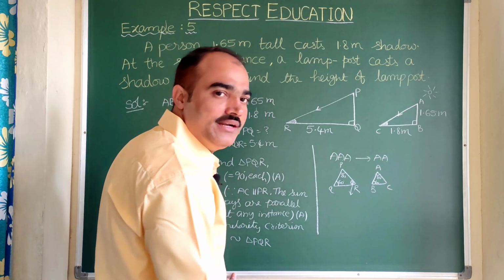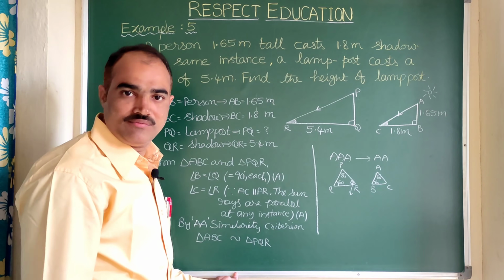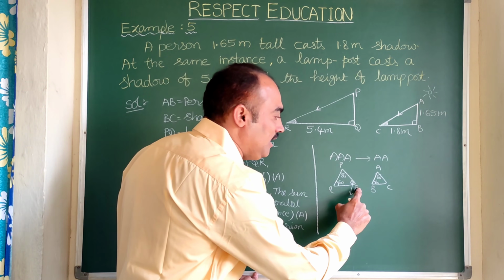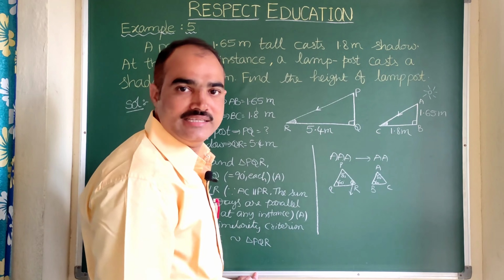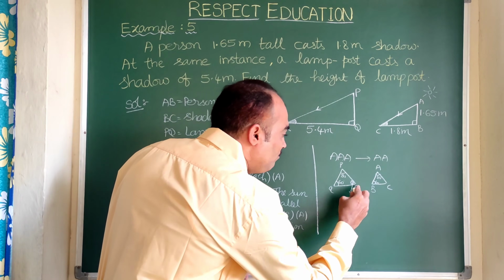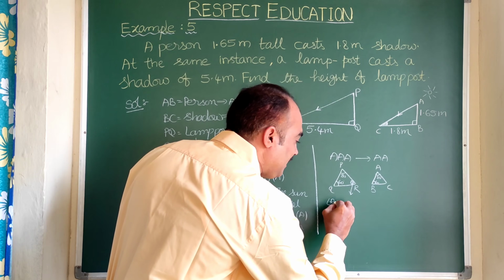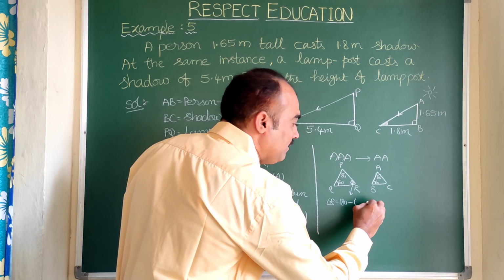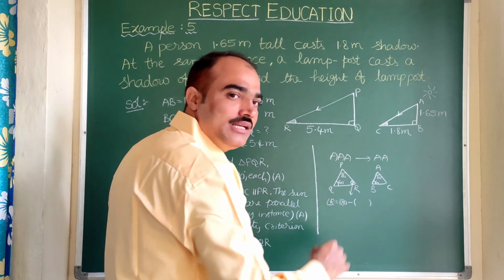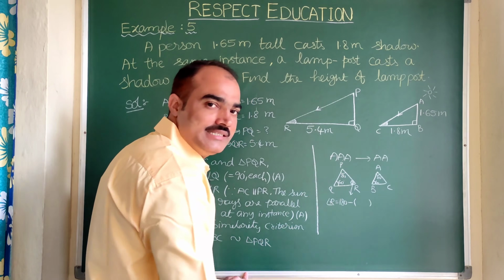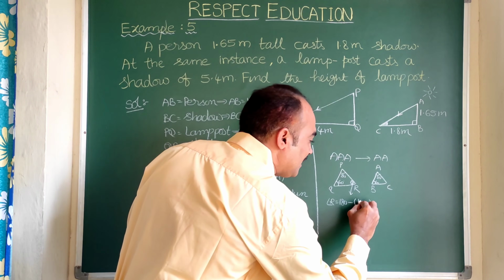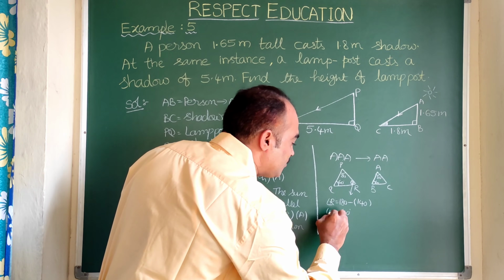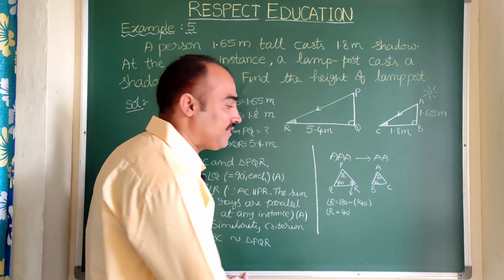Definitely we can find. By angle sum property of a triangle, angle P plus angle Q plus angle R is 180 degrees. So angle R is equal to 180 minus (angle P plus angle Q). That means 80 plus 60, which is 140. So 180 minus 140 is 40 degrees. So here angle R is 40 degrees.